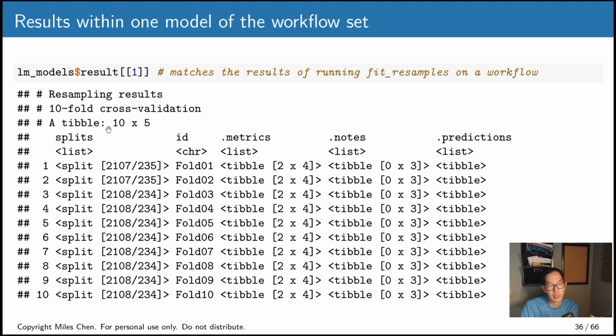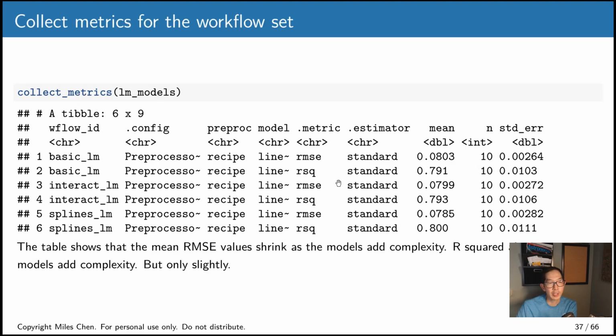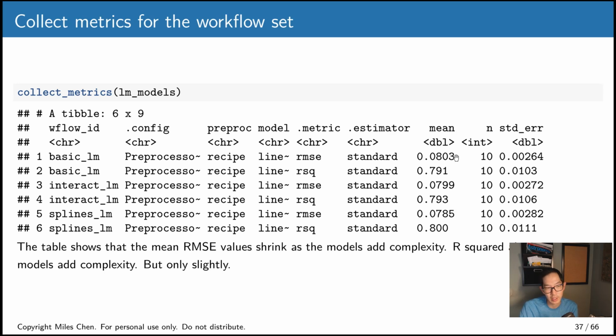Resampling results, 10-fold cross-validation, tibble 10 by 5, same kind of results, except this is the result of fitting the basic LM. And I could check it for result 2, and it would give us the same kind of thing. They're all the resampled results here. And so here I can say, collect the metrics on these results. We've got the metrics, and we've got the mean RMSE for the basic LM, the interaction LM, and the splines LM, and we also have R-squared values. And so we have 0.0803, 0.0799, 0.0785.